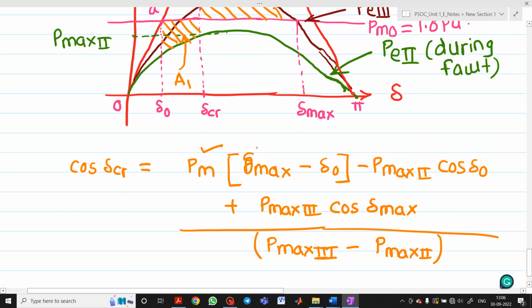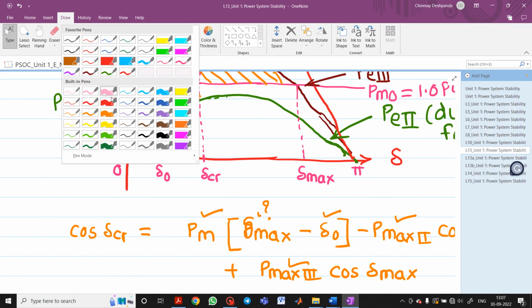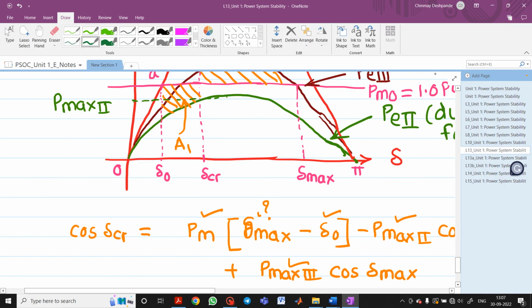So you have all the values with you. You know what is Pm. You have determined delta 0. You have found Pmax2, then Pmax3. But the thing is, we have to find out here, what is delta max? What is the value of delta max? So how to find it out here? Value of delta max.